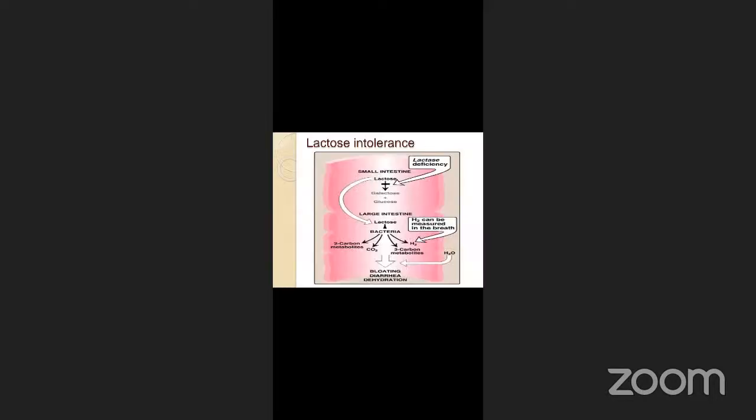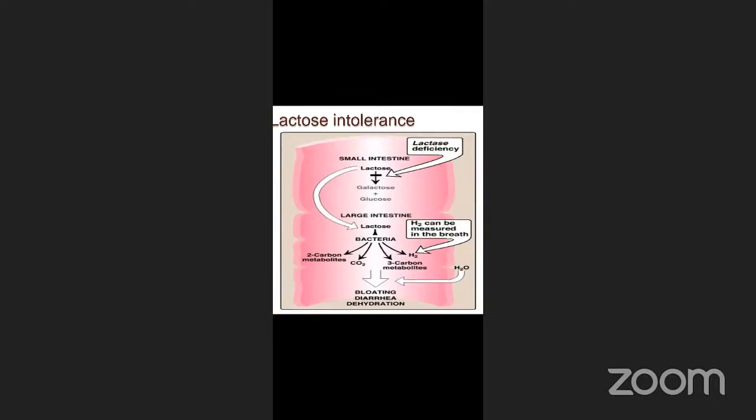Then in digestion, usually this lactose enters into the small intestine where it has to break down into glucose and galactose. Then it enters the large intestine. But in some people, the lactase enzyme, which cleaves the lactose, is not present. So this lactose cannot be converted to glucose and galactose in the small intestine. So it directly enters into the large intestine.